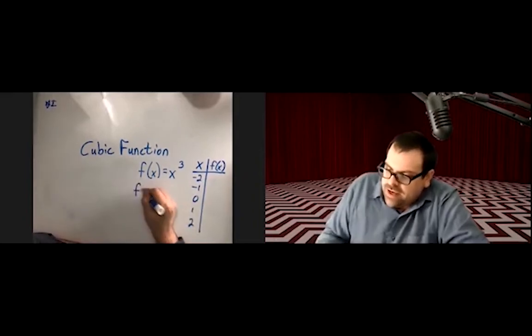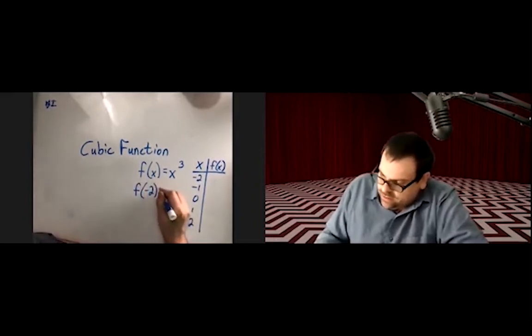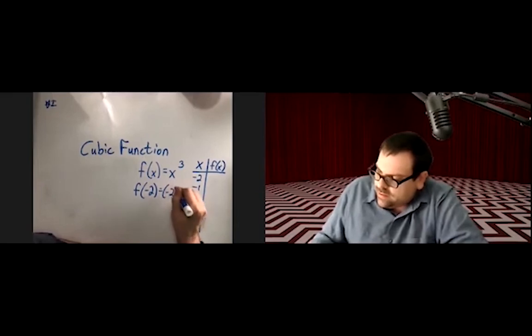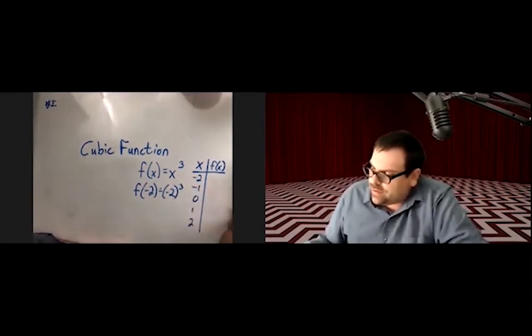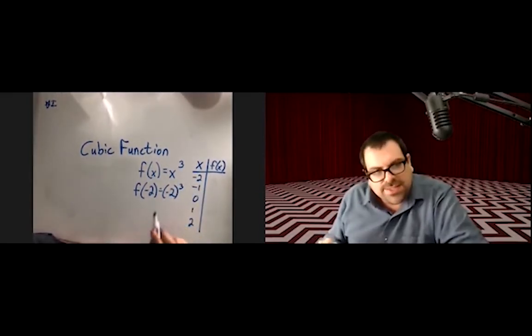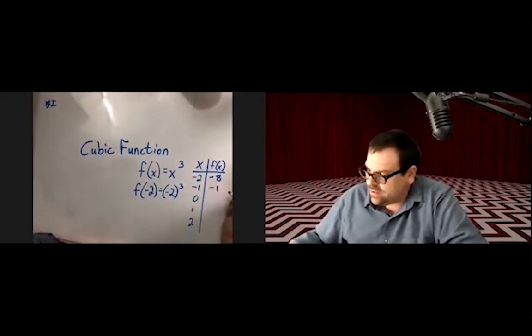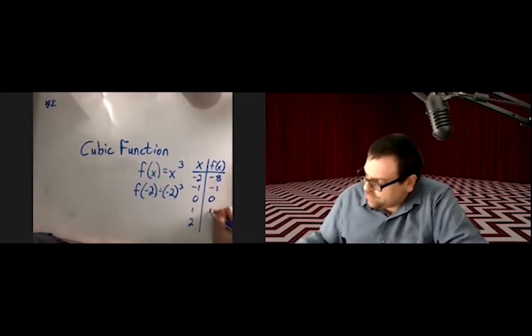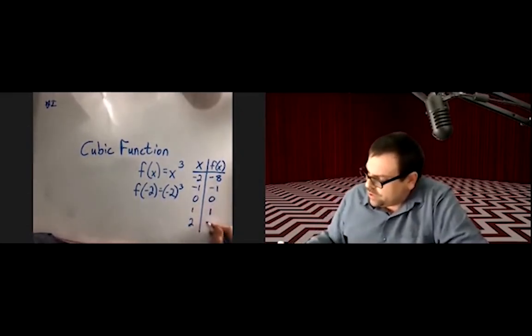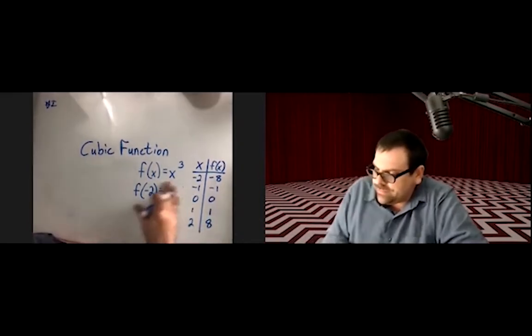If I find f of -2 here, well, when we cube a negative, it stays negative. This is going to be -8. -1 cubed would be -1. 0 cubed is 0. 1 cubed is 1. 2 cubed is 8.